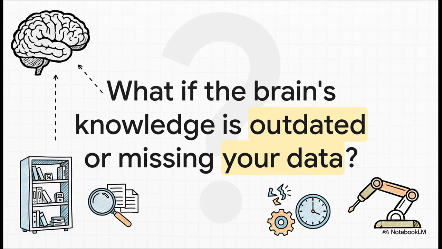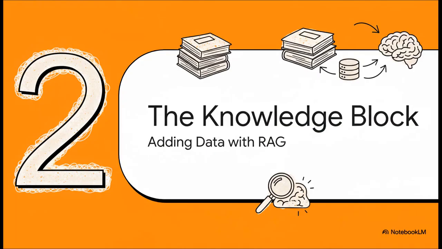Okay, but there's always a but, right? Here's the catch. What happens when that super smart brain's knowledge is a little stale, maybe a few years out of date? Or, and this is a big one, what if it knows nothing about your company's private internal data? It can't answer questions about things it's never seen before. Simple as that. And that, my friends, leads us perfectly to our second building block.